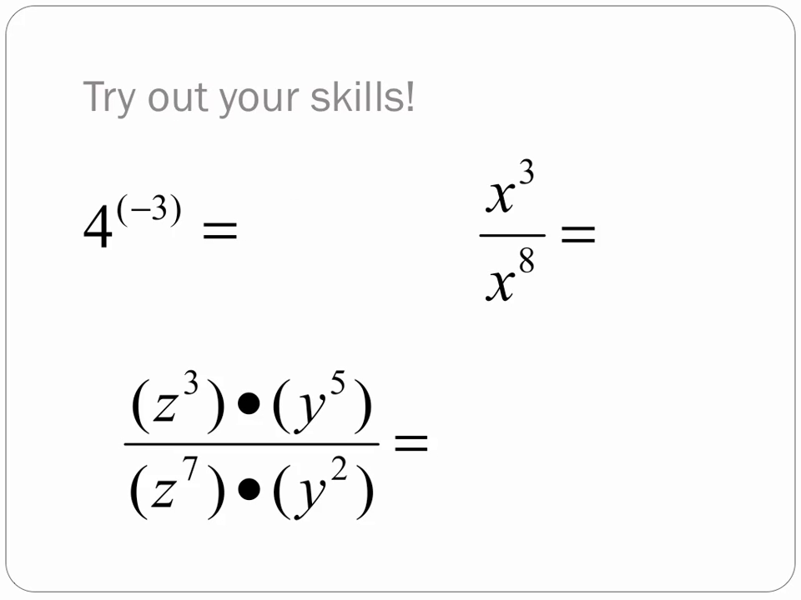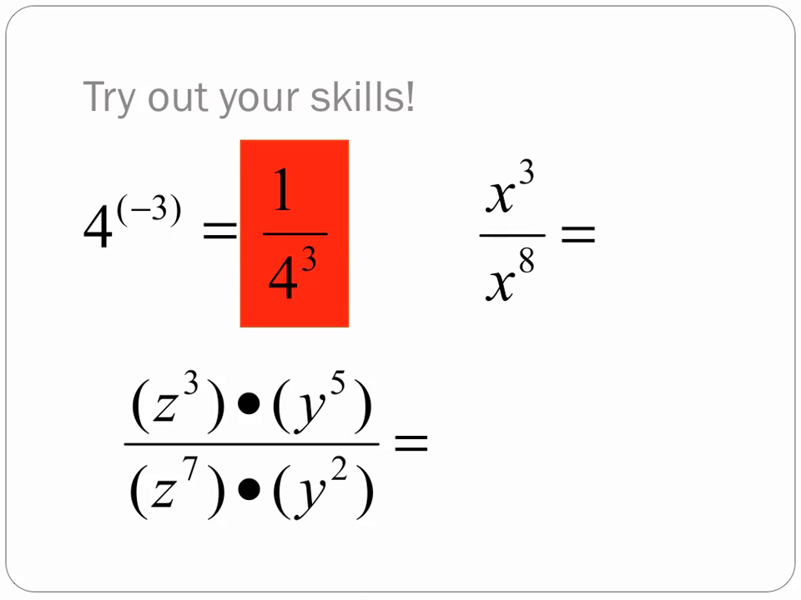So let's try out your skills. 4 raised to the negative 3. How can I make that a positive exponent? How can I rewrite that? I'll give you a moment here. Okay, 1 over 4 to the 3rd power. Right? 4 to the negative 3 is in the numerator, so I'm going to flip it down to the denominator and change the sign in front of my exponent.